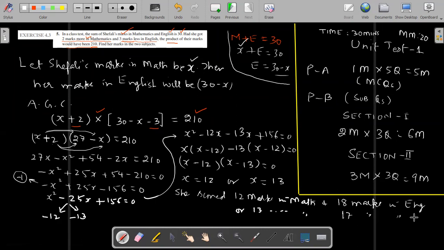So there could be two possible answers. Either she scored 12 marks in math and 18 marks in English, then the situation will be the same, or 13 marks in math and 17 marks in English. Okay.